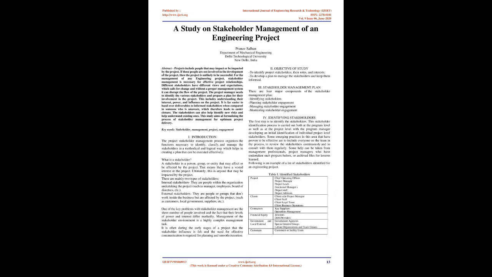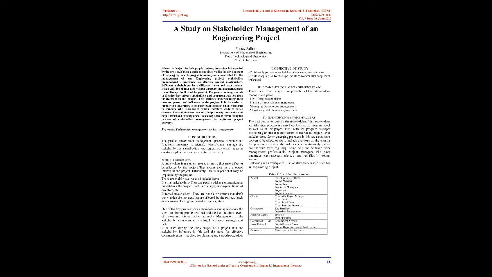Introduction. The project stakeholder management process organizes the functions necessary to identify, classify, and manage the stakeholders in a methodical and logical way, which helps in creating a plan that can be executed effectively. What is a stakeholder? A stakeholder is a person, group, or entity that may affect or be affected by the project. That means they have a vested interest in the project. Ultimately, this is anyone that may be impacted by the project.